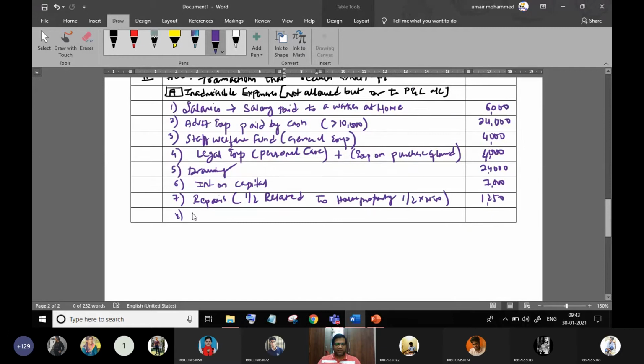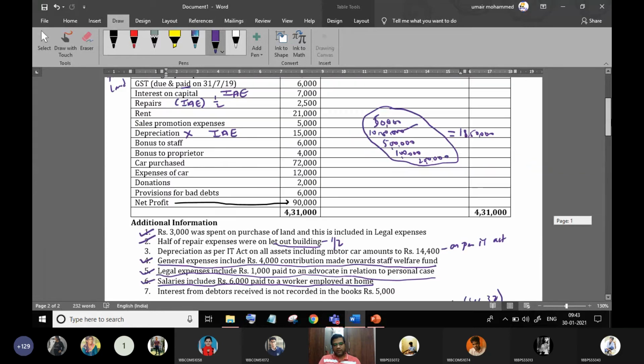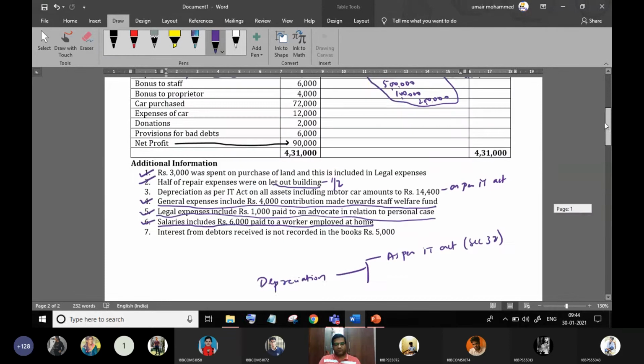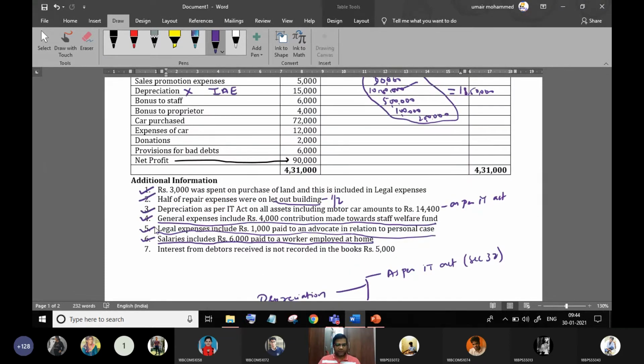Let's quickly write it. Depreciation in the bracket, not as per IT Act. The amount is 15,000. So let's write down 15,000. Okay. Next. So we are done with this also.